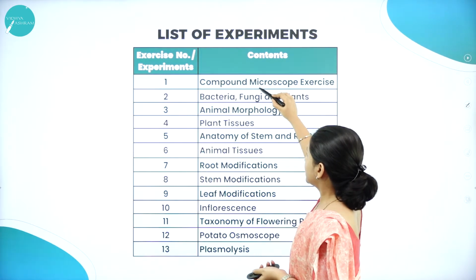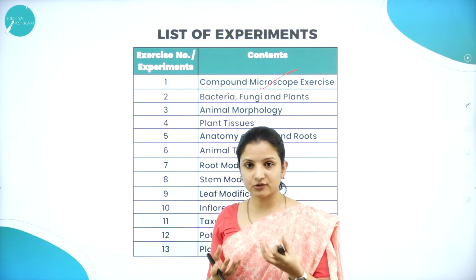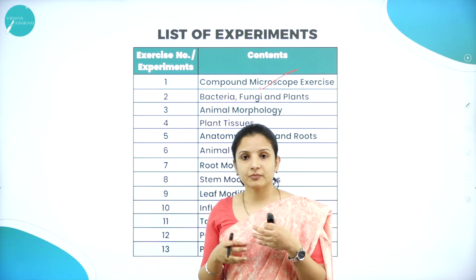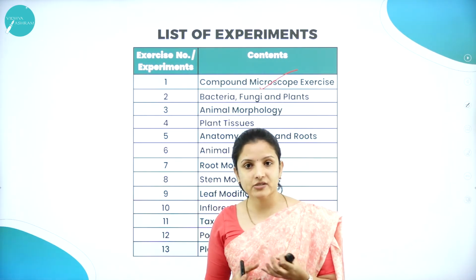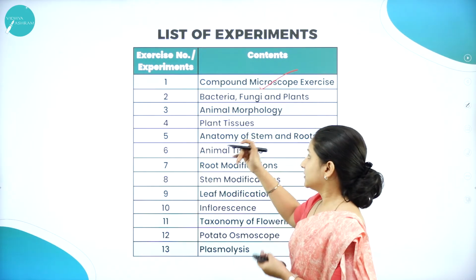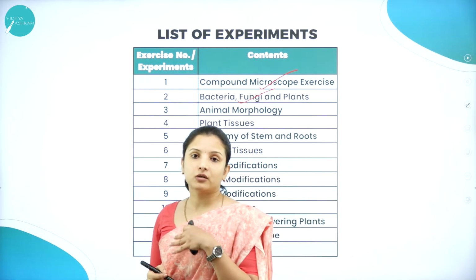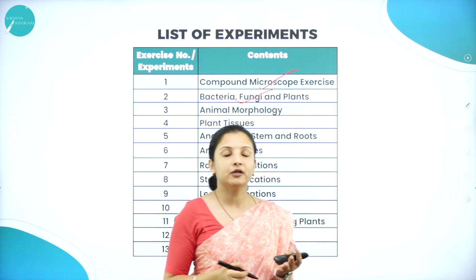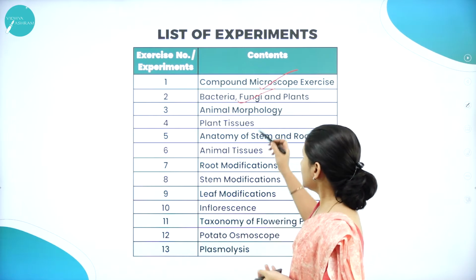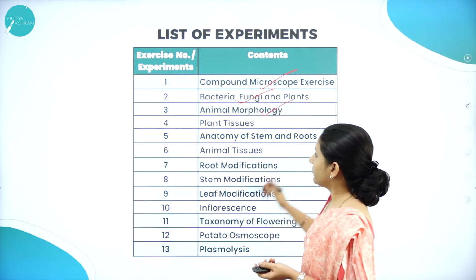The first one is the compound microscope exercise, wherein you will study the different parts of the microscope, what is the magnification of the lens, how to adjust the slide, how to use the slide. All that you will study under this. Next, once you learn how to use the microscope and the different parts of the microscope, you will start observing the bacteria, fungi and the plants. Next, third experiment, you have animal morphology.